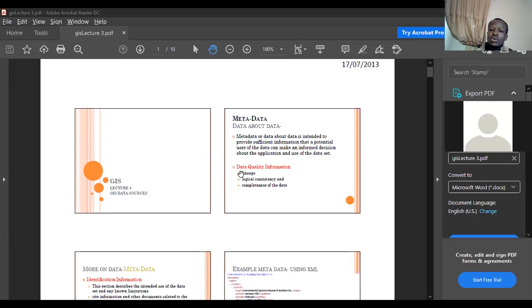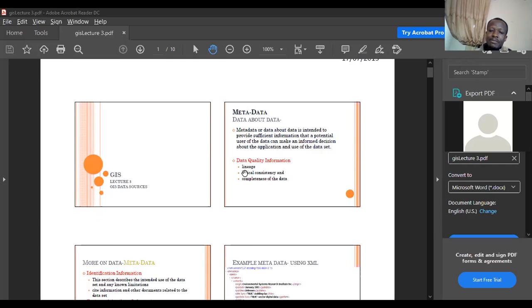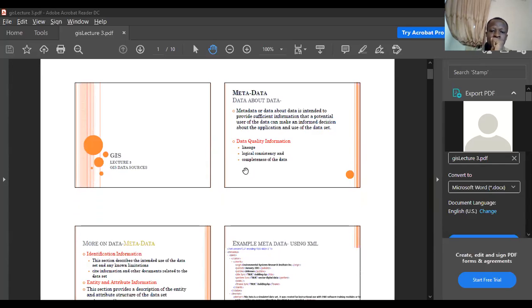All right. So the metadata can be grouped into different sections. You can have the data quality information.